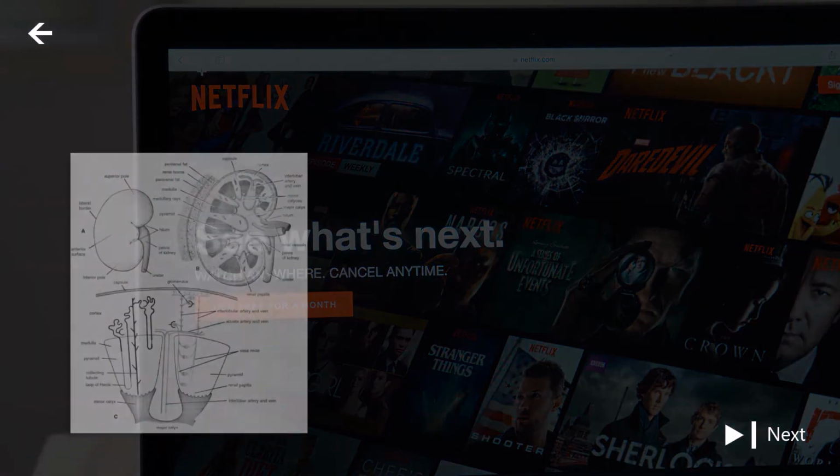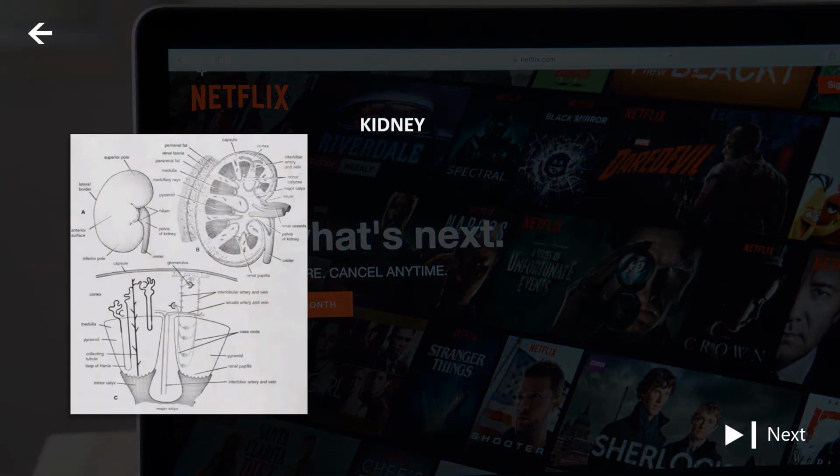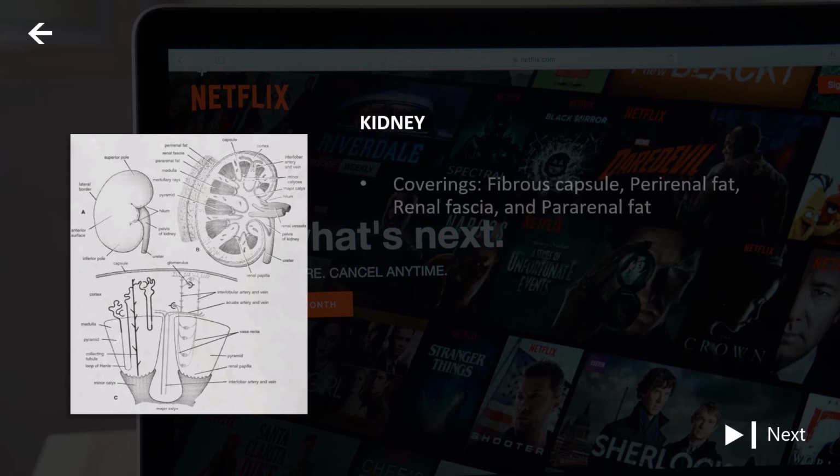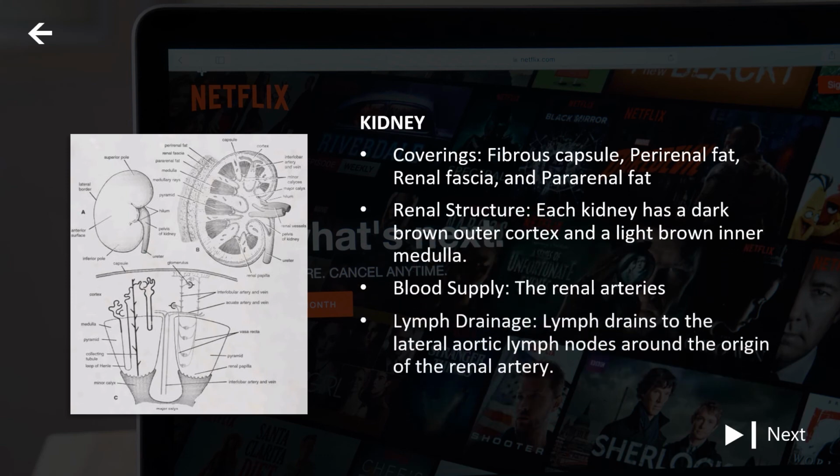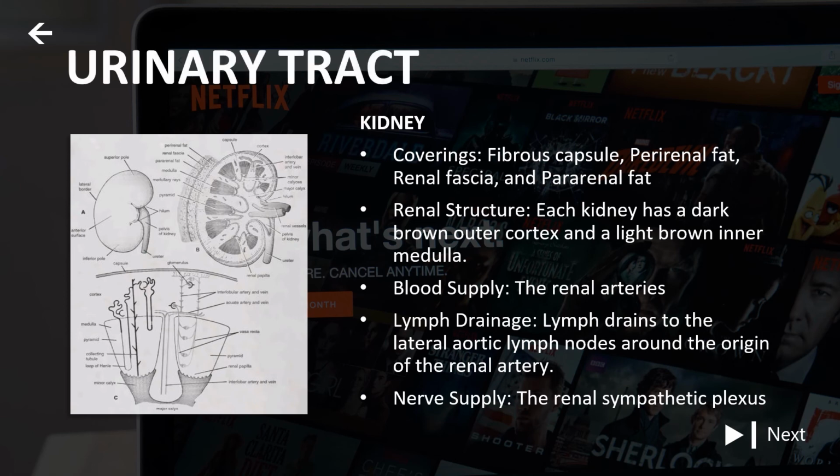And now is the urinary tract, and one of the urinary tract organs is the kidney. As we can see here on the screen, these are the coverings, the renal structure, the blood supply, the lymph drainage, and the nerve supply of the kidney. The kidneys are reddish brown and lie behind the peritoneum, high up on the posterior abdominal wall on either side of the vertebral column. They are largely under cover of the costal margin. The right kidney lies slightly lower than the left kidney because of the large size of the right lobe of the liver.